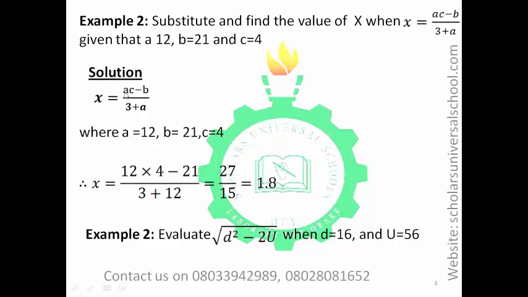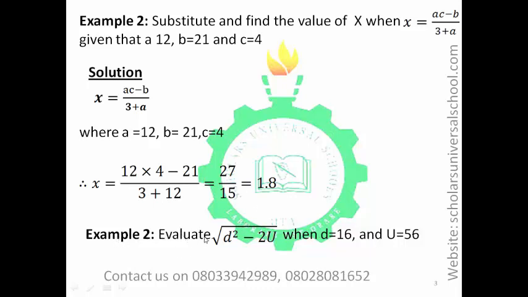Alright. So we have ac, a times c. That is 12 times c. What is c? 4. 12 times 4, minus b. What is b? The b value is 21. Can you see it here? And 3 plus a, that is 3 plus 12. 12 times 4 gives you 48, and you subtract 21 from it, it gives you 27. And 3 plus 12 is what? 15. When you divide 27 by 15, your answer is 1.8. Is that taken? Okay, let's move on.